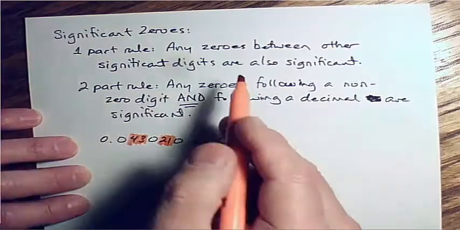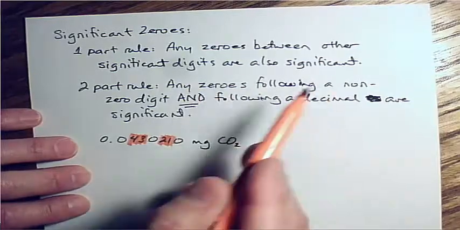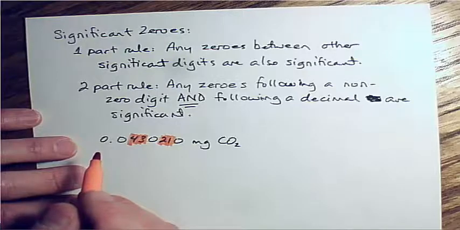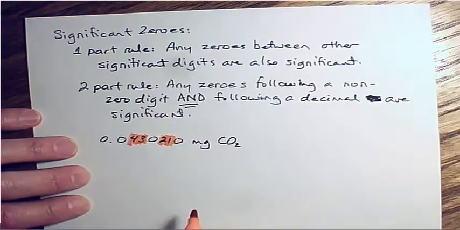Okay. Now let's look at our one-part rule. Any zero between other significant digits is also significant. So is there a zero that's between other significant digits? Okay, which one is that?